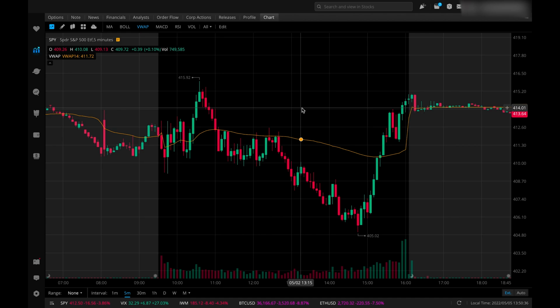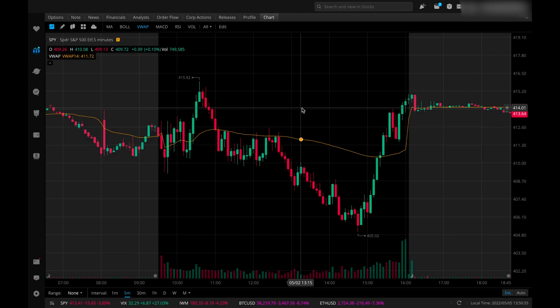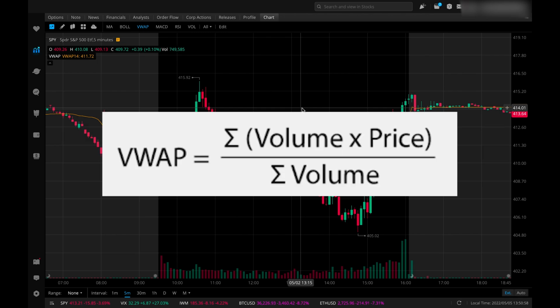In this video, we're going to go over what VWAP is and how to use it properly when trading. So what is VWAP? This stands for volume weighted average price. VWAP is calculated by price times volume divided by volume, as you can see in this formula.